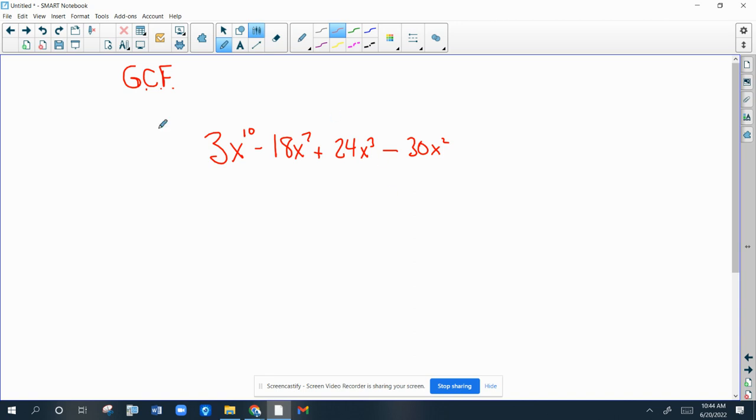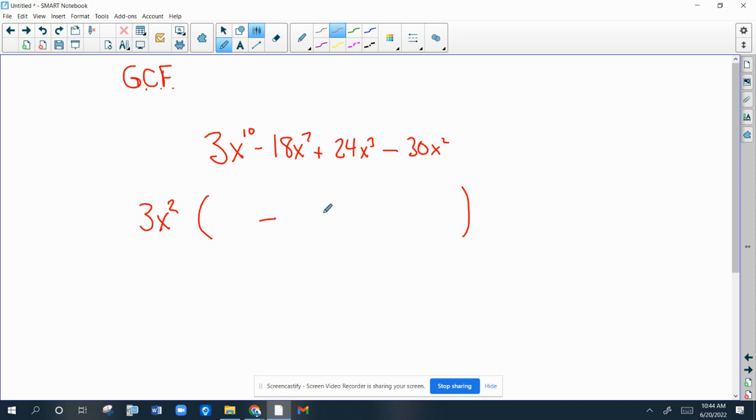Anyhow, if you look at this polynomial down here, you look at all the coefficients, the 3, 18, 24, and 30, and they obviously have a common factor of 3. So we're going to factor that out. And for the variables, just look at all the variables. They all have x's, and the common factor would be the one with the smallest exponent. So 3x squared is a common factor.